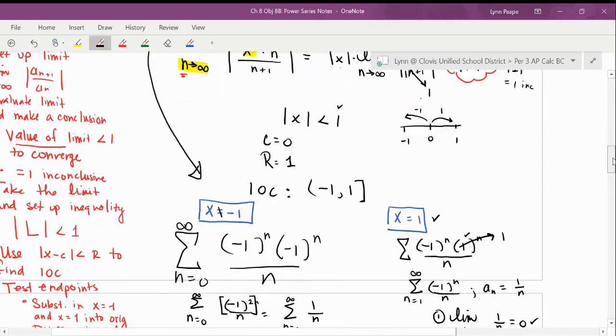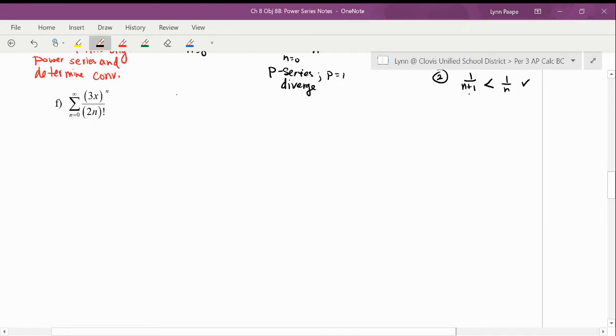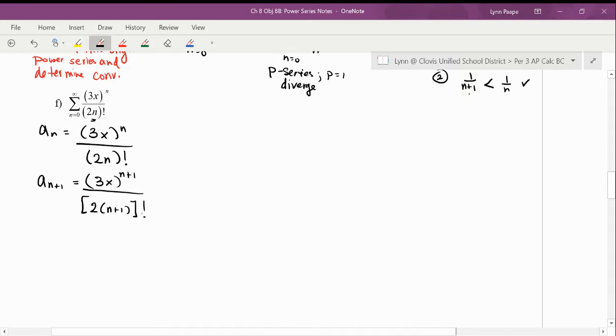Okay, so let's take a look at another one. The first thing I want to do is recognize that this is not geometric, right? Because I have this in here. So then what I need to do is find my nth term and my n plus 1 term. So I'm going to do that actually below here. So the nth term, and then replace my n's with n plus 1. And then once I do that, I'm going to go ahead and set up my limit.